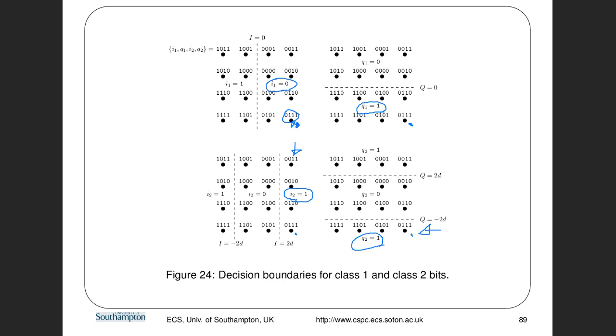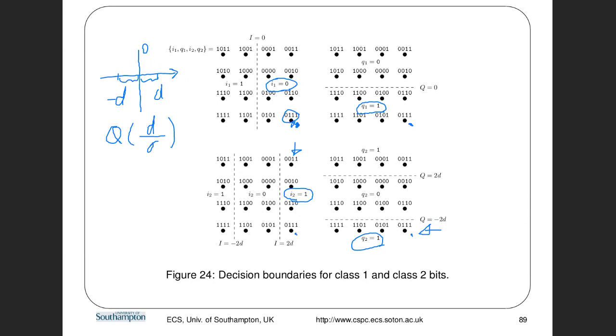The reason we are using decision boundaries here is that we want to calculate BER in just the same way as BPSK. Let's recall that the BPSK constellation is either D or negative D, and the decision boundary is in the middle, which is 0. The distance between the constellation points and the decision boundary is D. So the BER is Q of D divided by sigma.